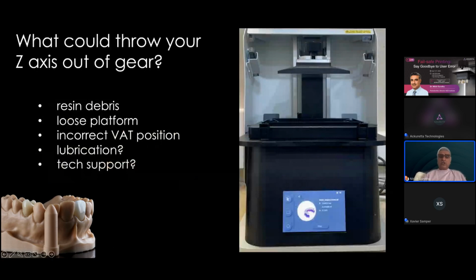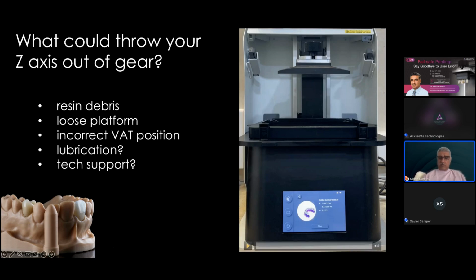But let's talk about another kind of failure. So we talked about a build platform failure. We talked about choosing the right build platform as one way of enhancing the success with your prints. And we're going to talk about what happens with a build platform failure when you don't see anything on the platform and you don't see anything in the vat either. That typically happens because your Z-axis is out of gear. What do I mean when I say your Z-axis is out of gear?